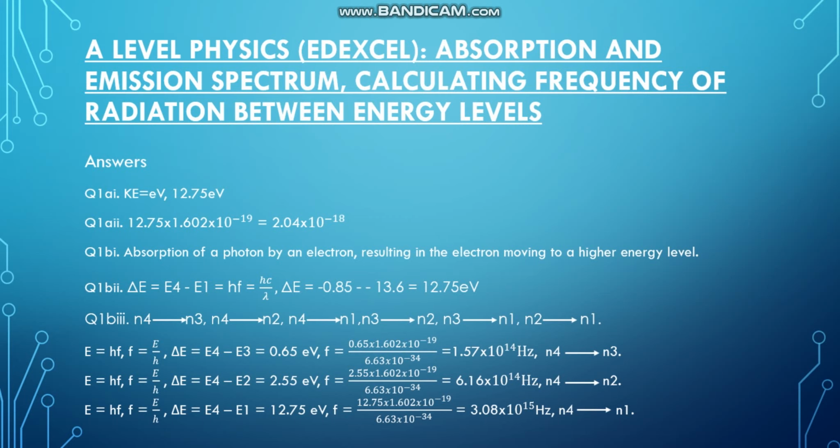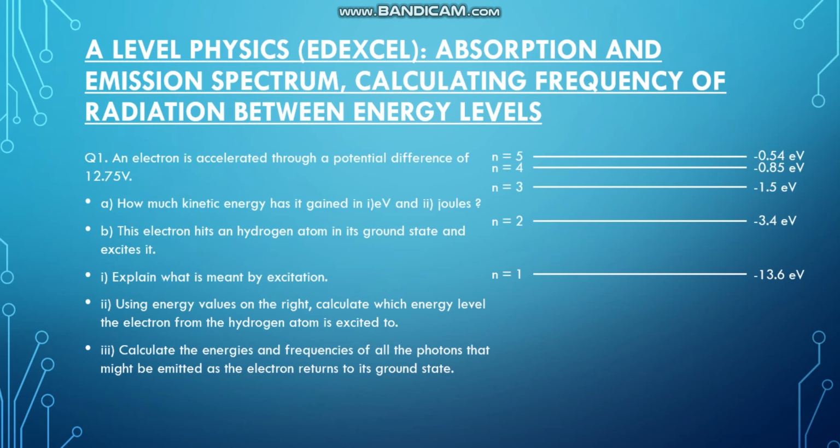Now to change electron volts into joules, we have to multiply 12.75 by the value of 1.602 times 10 to the minus 19 coulombs, which is the charge of an electron. And we end up with an answer of 2.04 times 10 to the minus 18 joules.